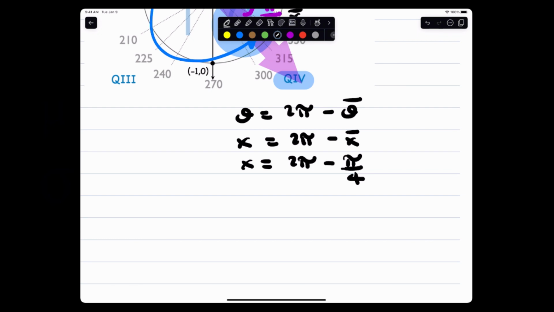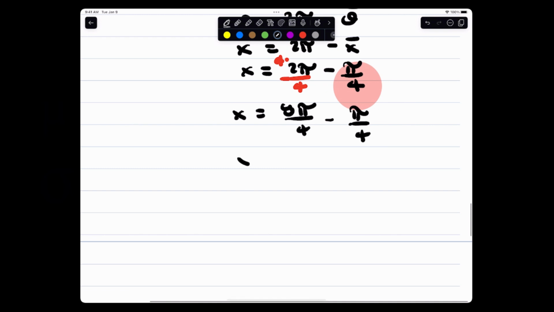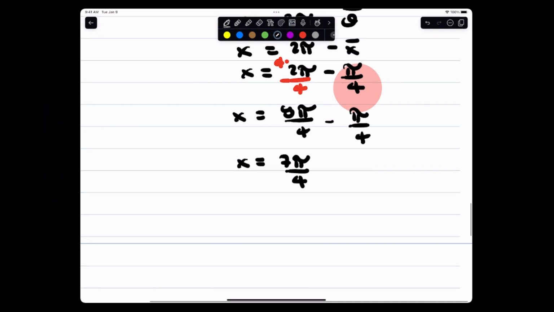And then it's the arithmetic we've been seeing for quite some time. If the denominator down here is 4, what do you guys do? 4 over 4. What does that give you? 8 pi over 4 minus pi over 4 gives you what? So the second solution, ladies and gentlemen, is 7 pi over 4.